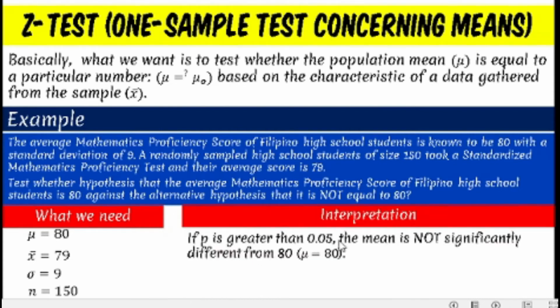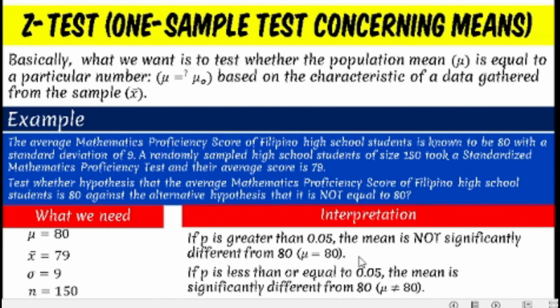If the p-value is greater than 0.05, we say that the mean is not significantly different from 80, so it's equal to 80. But if it's less than 0.05, meaning the probability value is a very small number, then we can say that the mean is significantly different from 80. Since it's 79, which is less than 80, we can further conclude that the mean is significantly lower than 80. So the first statement is not anymore applicable.